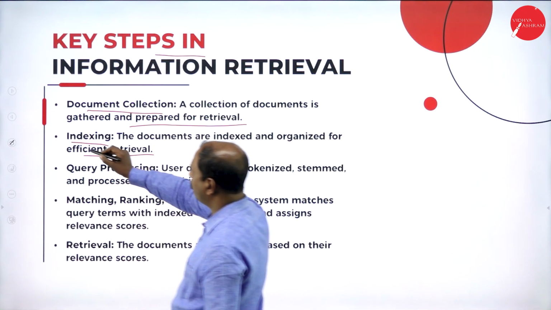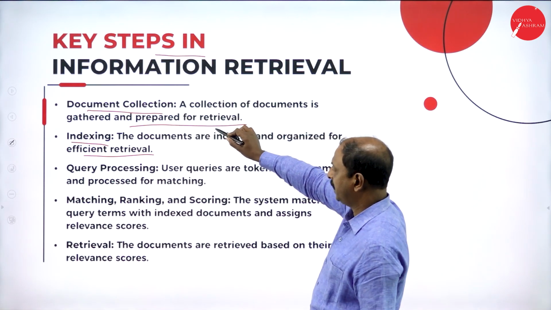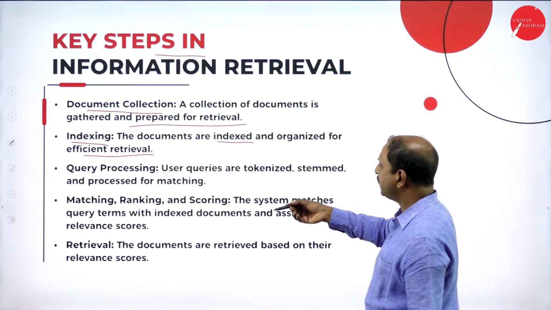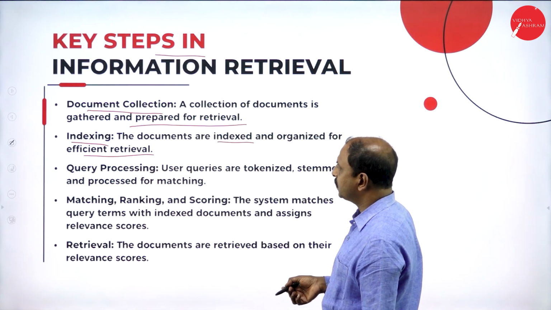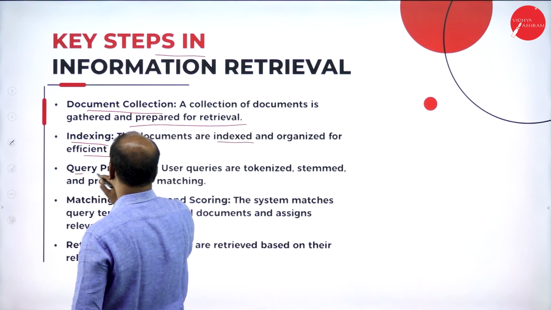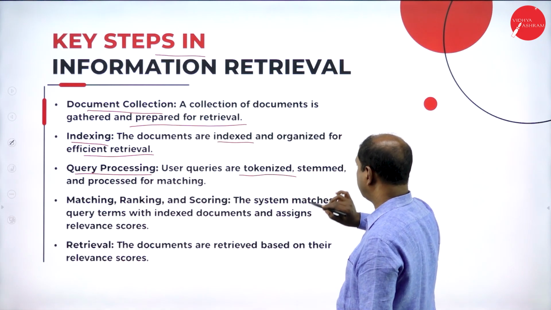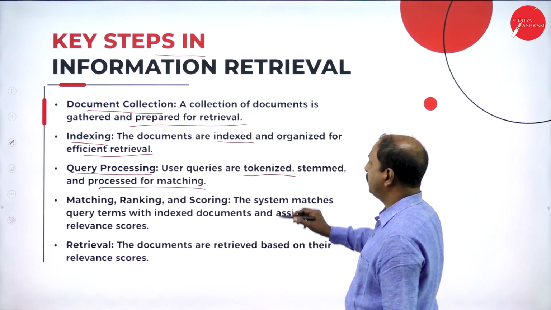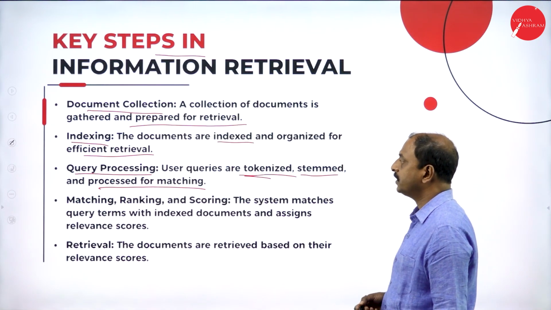Similarly, that is the concept of indexing here. Any information, data, or documentation will be indexed and organized for efficient retrieval. Next one is query processing. What is query processing? User queries are tokenized, stemmed and processed for matching. See, these are all different processing steps that take place inside this IR system.